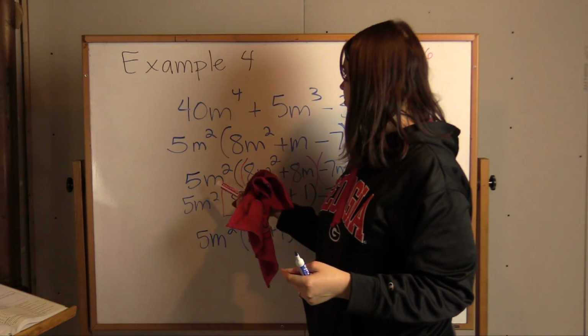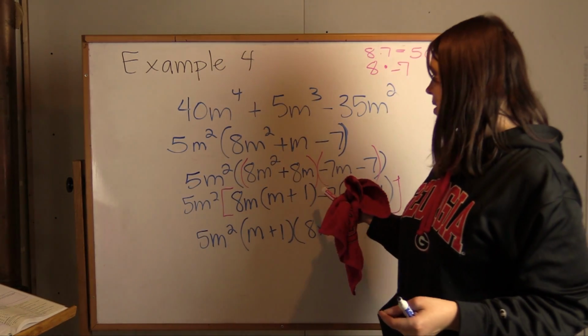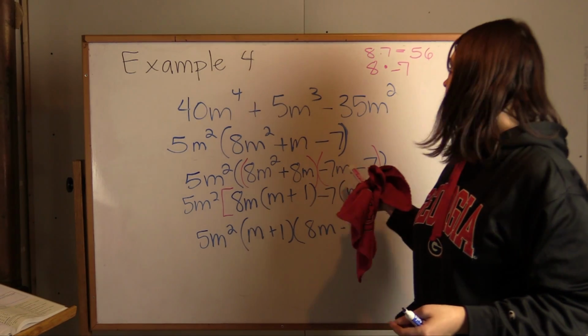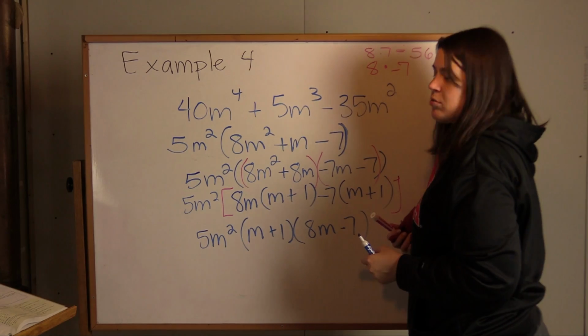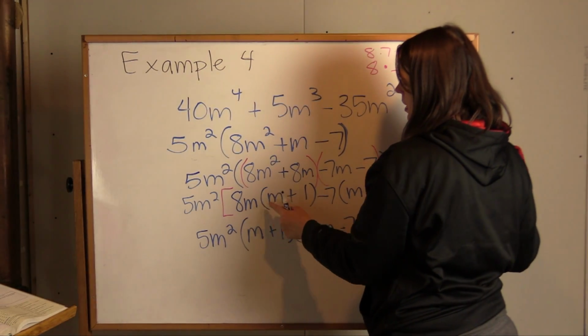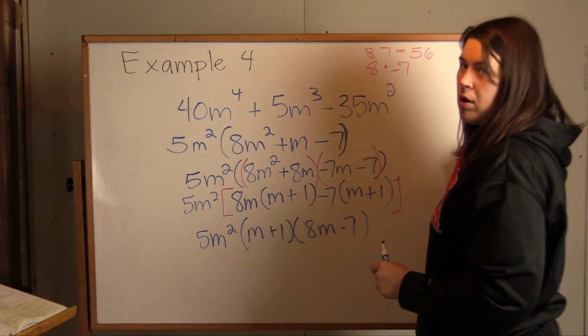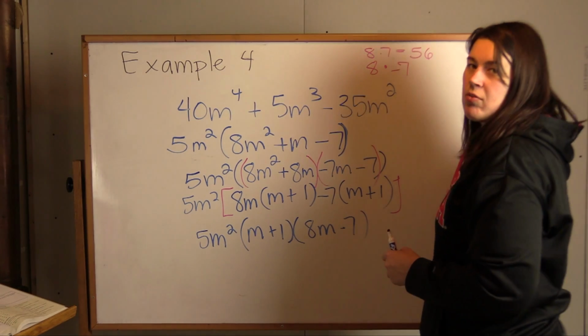So I rewrote that, keeping my 5m squared on the outside, 8m squared plus 8m minus 7m minus 7. Then I grouped them to the first two and the last two terms. From there, I did factor by grouping. So I pulled out 8m here and had m plus 1 left behind. I factored out a negative 7 from the second group.